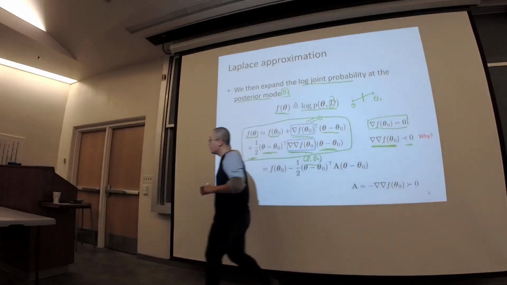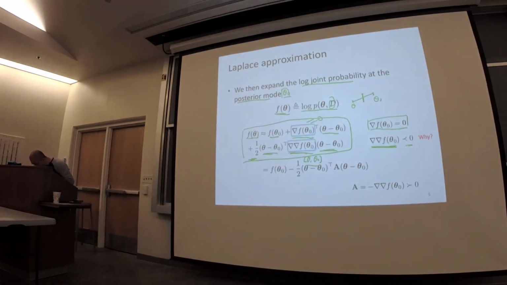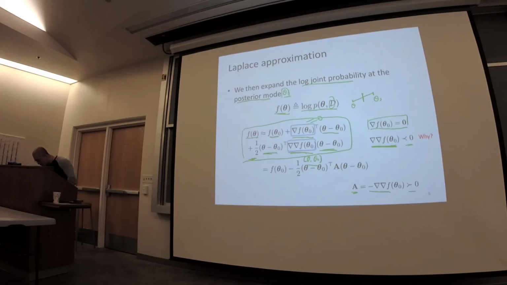So now let's assume we acknowledge that the Hessian at the posterior mode is negative semi-definite. Then we can define a matrix A, which is the negative Hessian, which must be positive semi-definite, right? I take a minus in front of it, so it is positive semi-definite. And then we can rewrite this second order Taylor expansion around f of theta 0. Remember, the first order term is simply 0, because the gradient is 0.